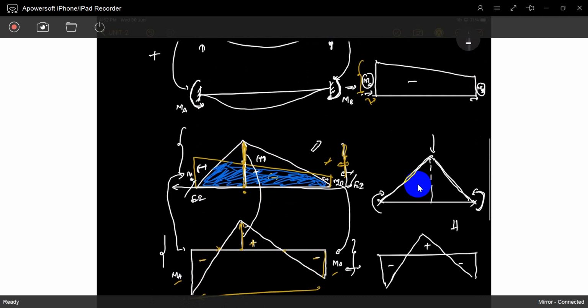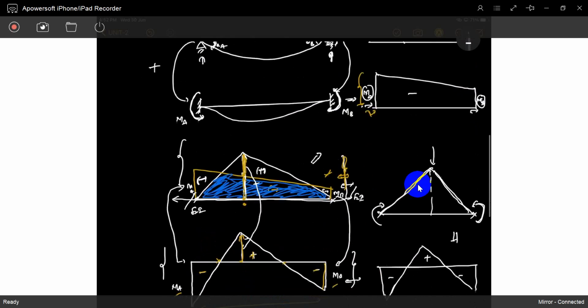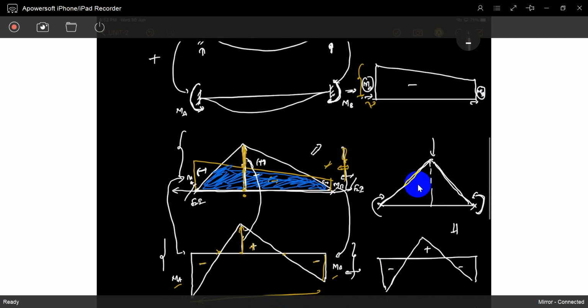So I choose A and B, because theta A is equal to 0 and theta B is equal to 0. Both are 0. If you see, what is the bending moment area? Sir, how can you find out this total area? This value we don't know, sir.